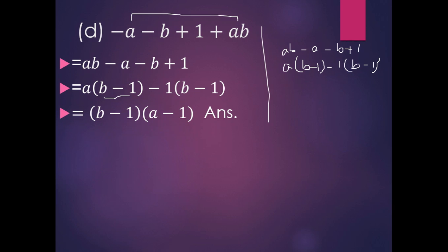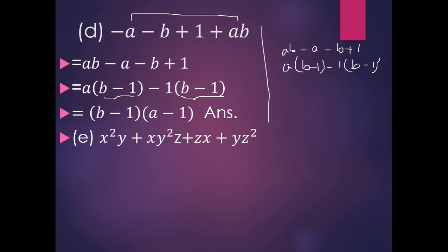b minus 1 is common from both, so b minus 1 will be taken out, and what remains is a minus 1. In this way we can easily factorize by rearranging the terms, and after rearranging, if any two terms are common, we can take them out and factorize.